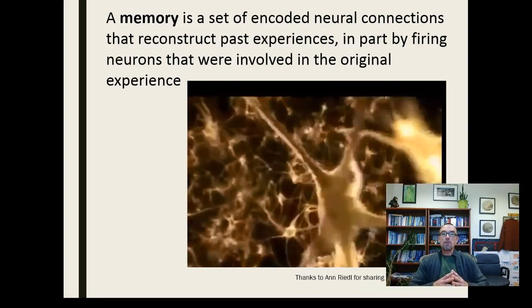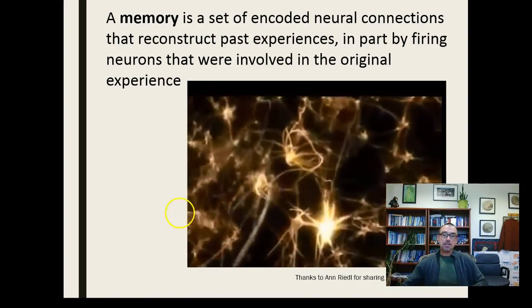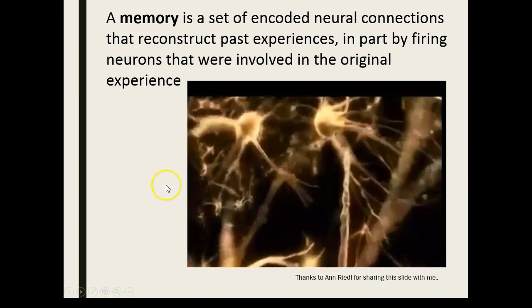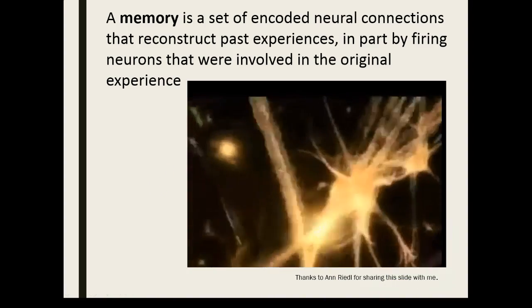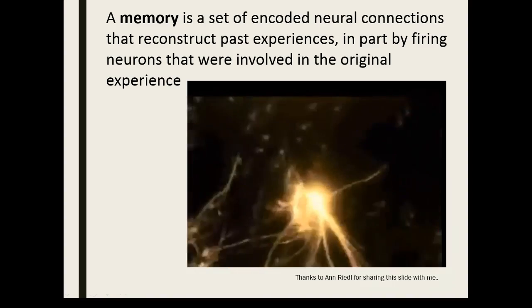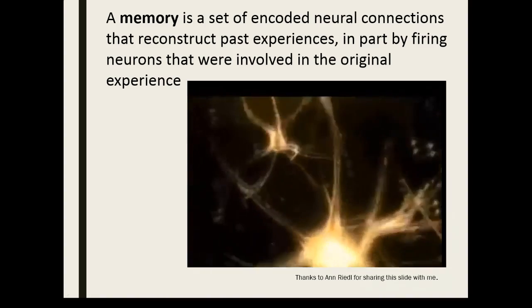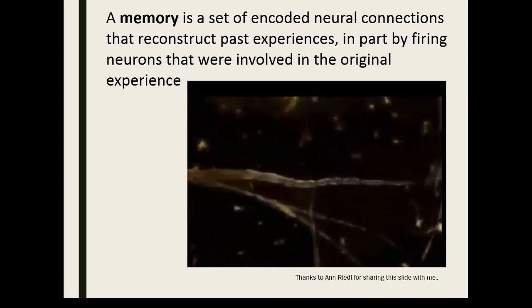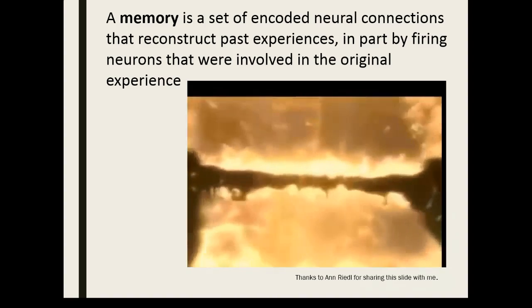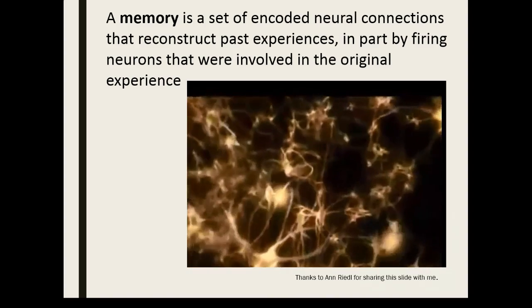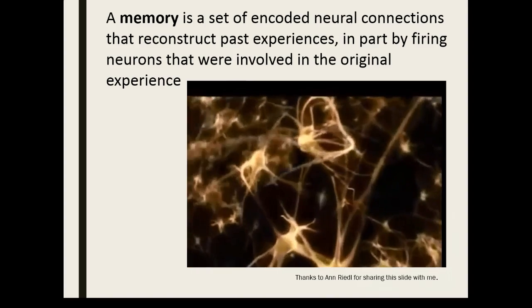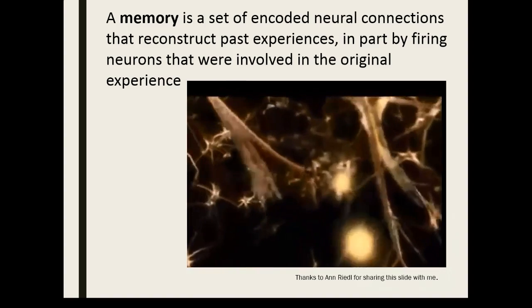So, what is a memory? A memory is, I'm going to hide my little talking head here. A memory is a set of encoded neural connections that reconstruct past experiences, and they do this in part by firing the neurons that were originally involved when the experience happened and when those initial memories were formed. So it is in fact almost a way to kind of relive an original moment.